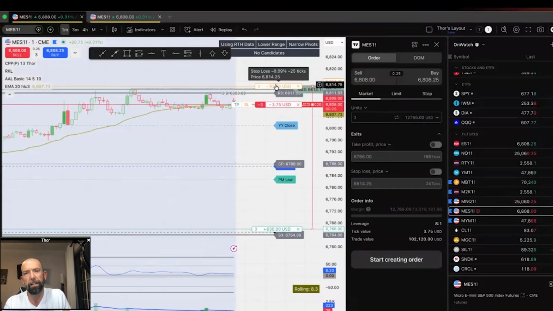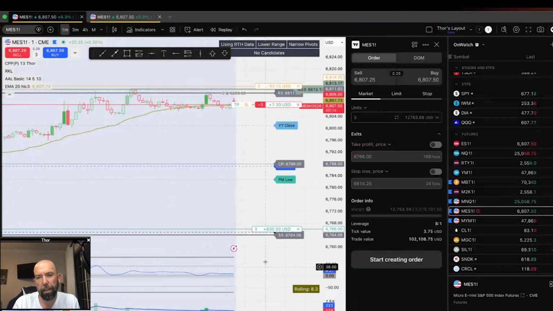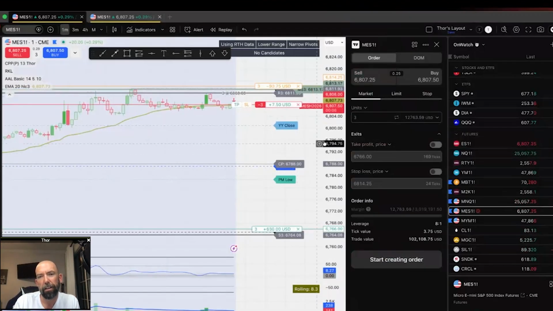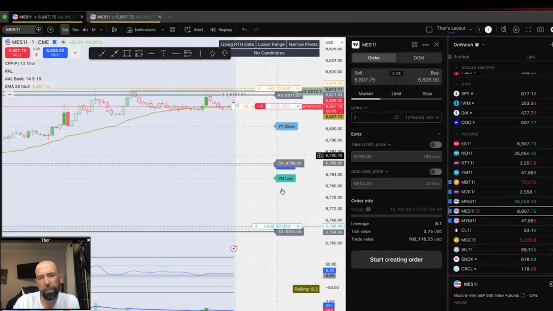So you can see here, it's 25 ticks, which would be basically like a 0.1% loss on this position. And my target is down here, which is 168 ticks, and it's a pretty good return here. Then we're going to move towards the downside.